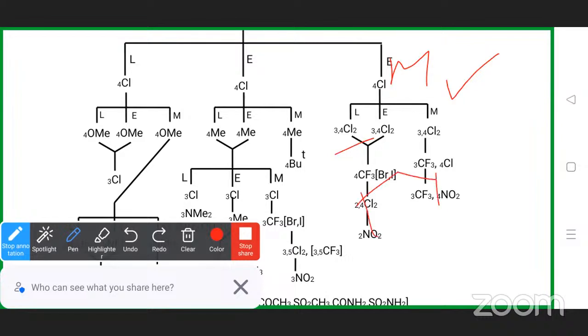In that case, we have already substituted one chlorine at the para position, and it leads to the increase in the activity. Then we try one more chlorine at the third position here. Okay, a dichloro substitution, right? 3,4-dichloro. So we substituted one more chlorine here.